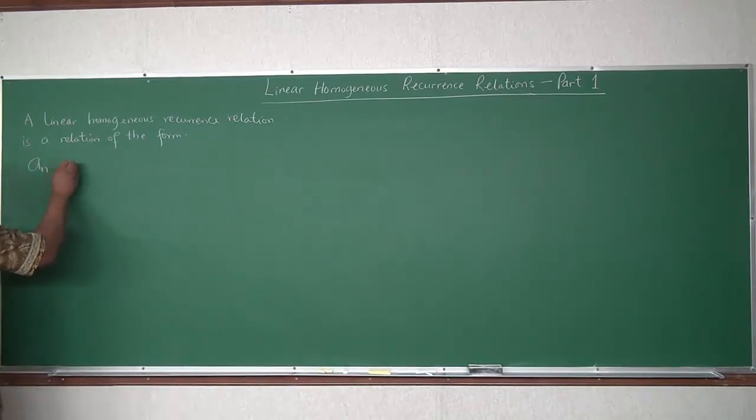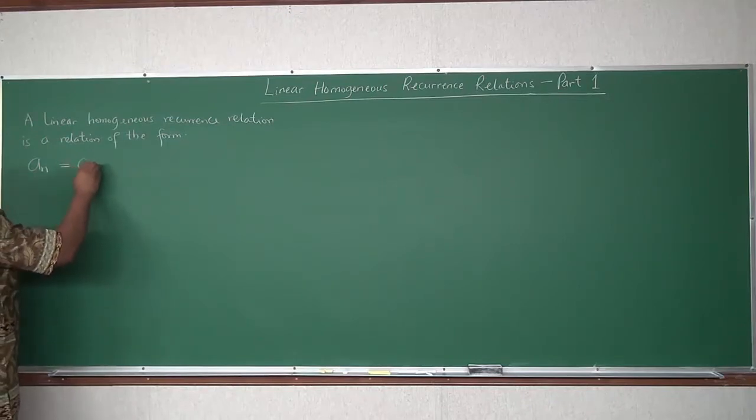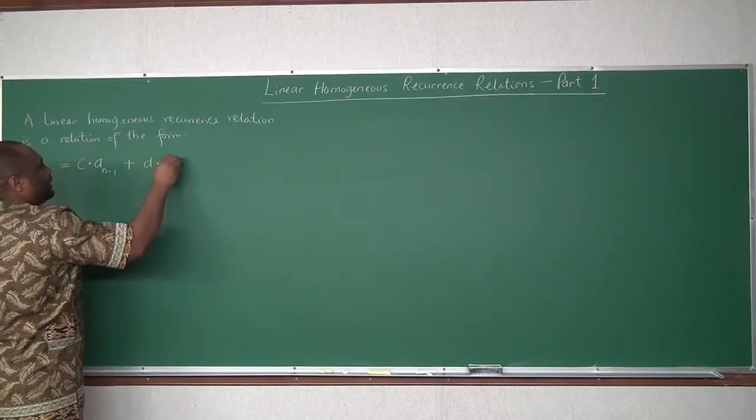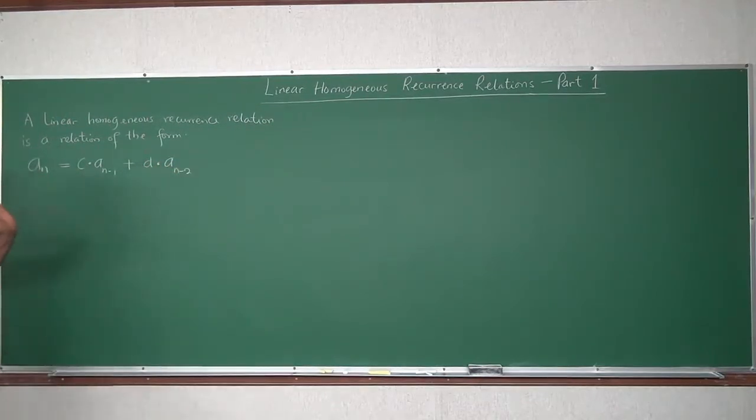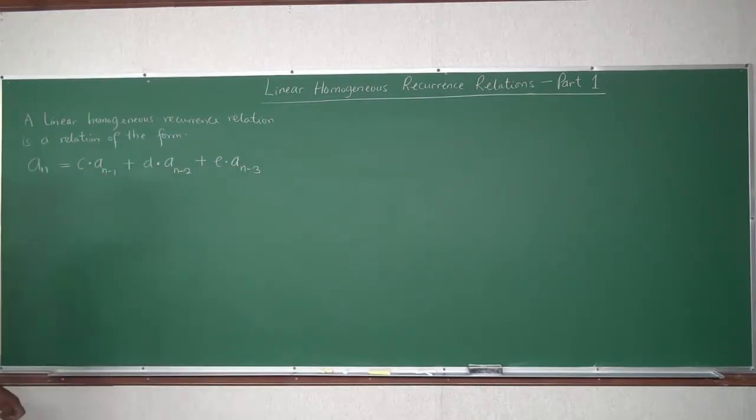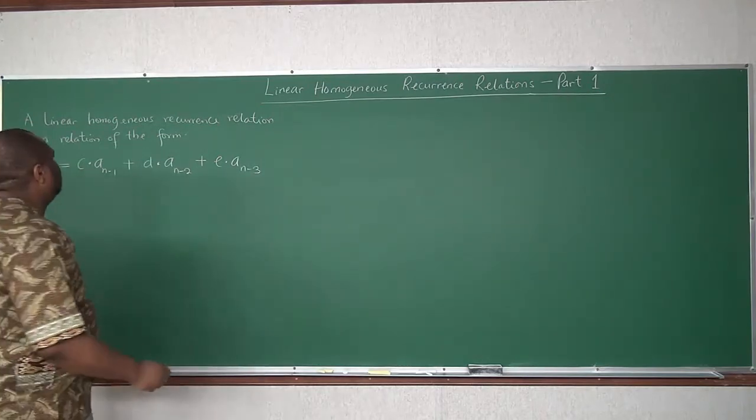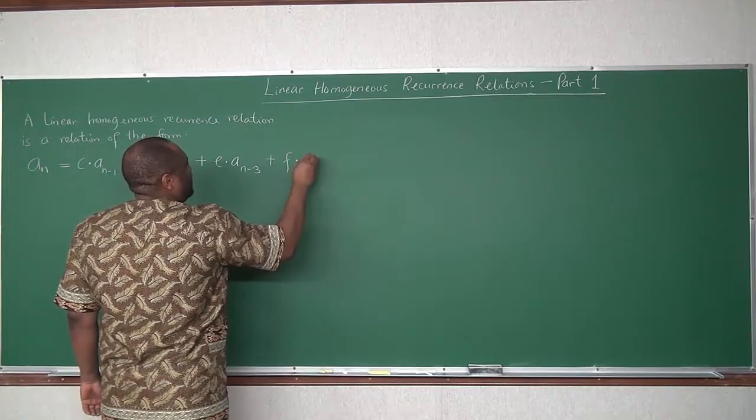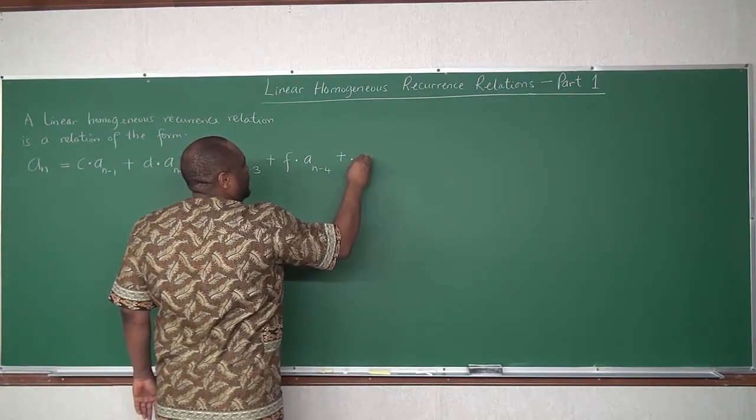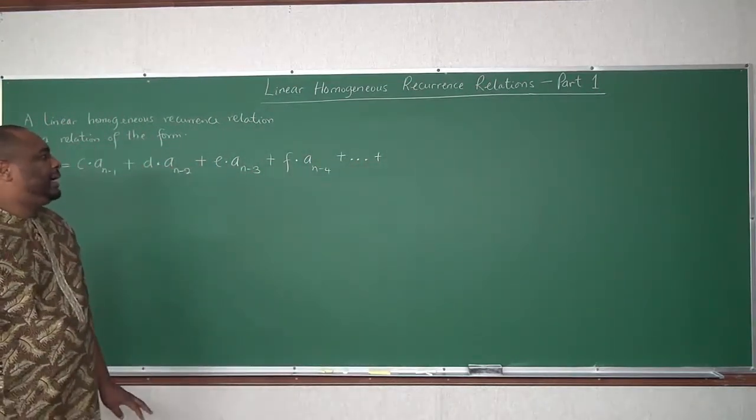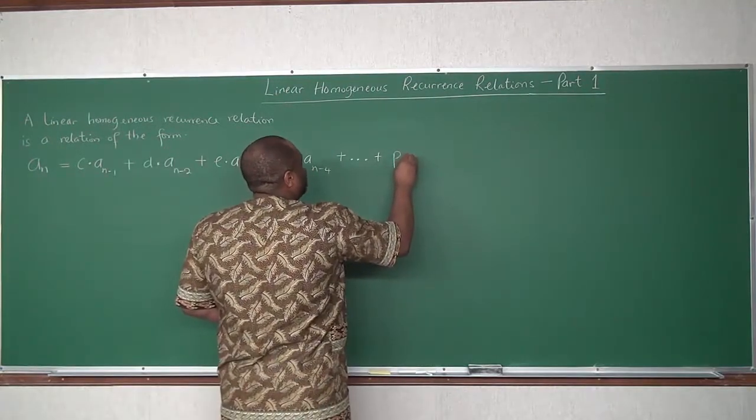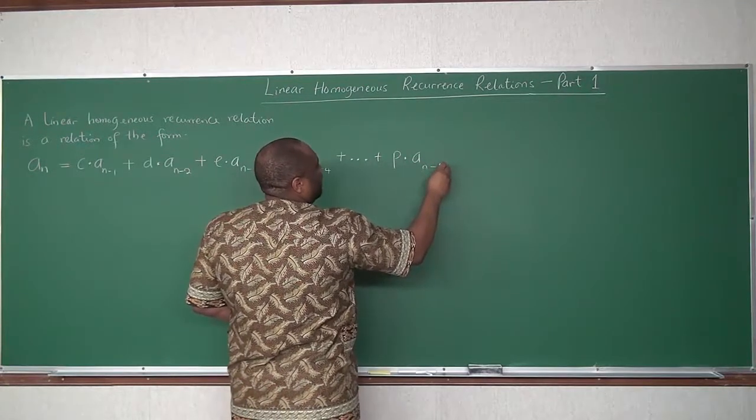The nth term is equal to c times a subscript n minus 1, the previous term, plus d times a subscript n minus 2, plus e times a subscript n minus 3, plus f times a subscript n minus 4, and then plus, it goes on and on. You put your ellipsis, three dots, plus, we can say g or m, or p, let me say p, times a subscript n minus k.